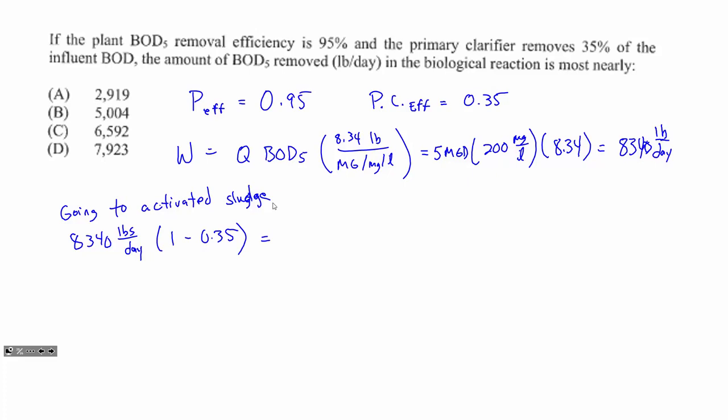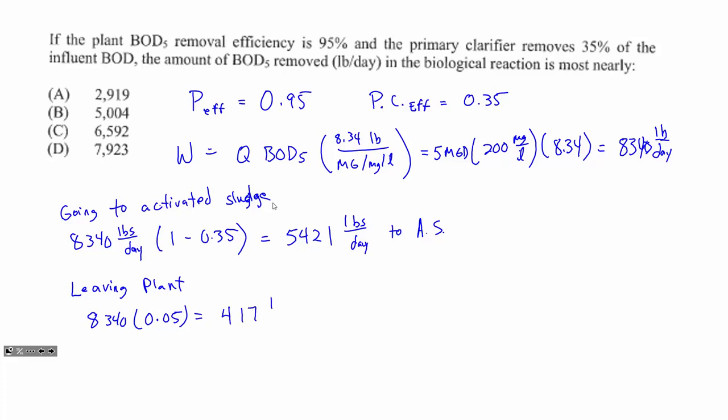So we end up seeing there that this value of what's removed there in the primary clarifier is going to give us 5,421 pounds per day that are going to the activated sludge process. And we also know that the amount that's leaving the plant, if it has a 95% removal efficiency, is 8,340 times 0.05. So that means 5% of the BOD loading is leaving our plant. It's going to be equal to 417 pounds per day.